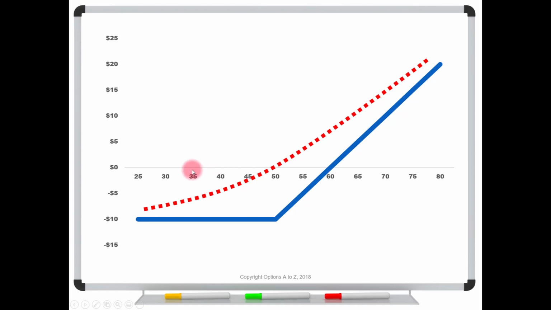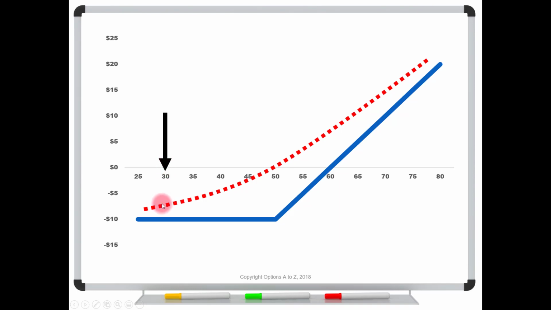So let's say that the stock is down here at 30. Well, you're not as peaked as you are up here. You certainly don't have 100 deltas. You can see that the angle of this red line is fairly flat. So down in this range, we'd have to calculate what your delta is.